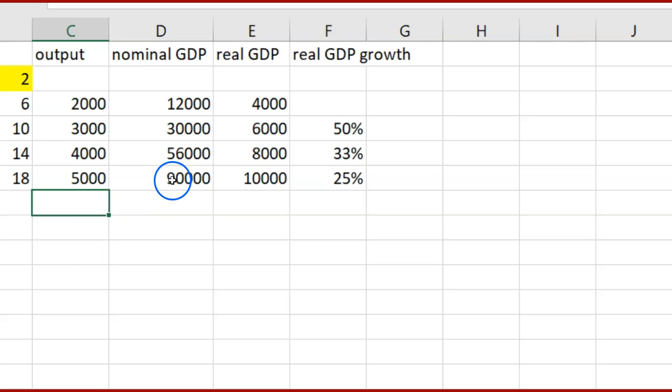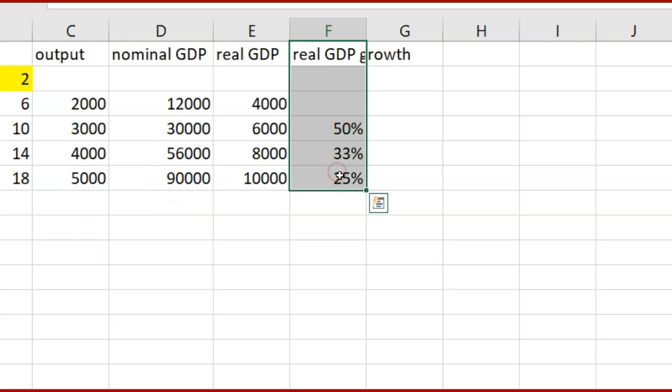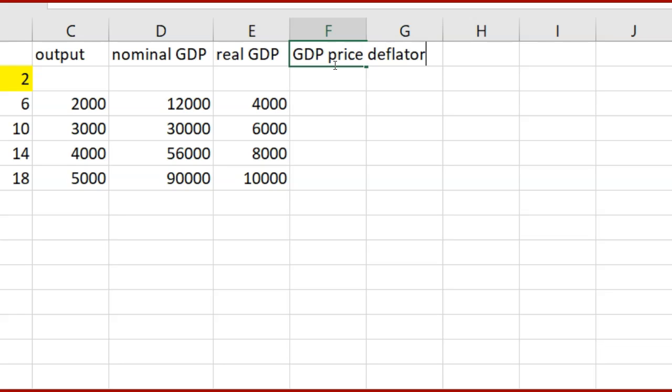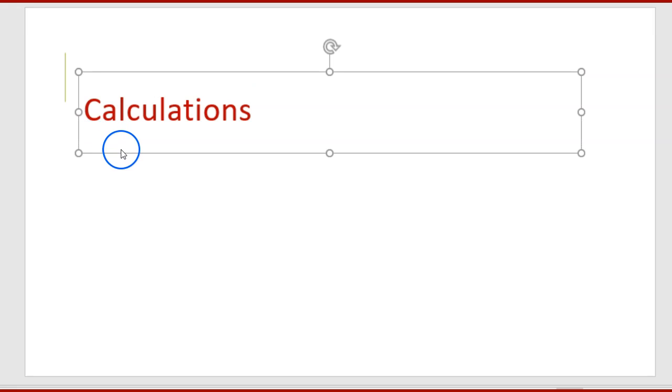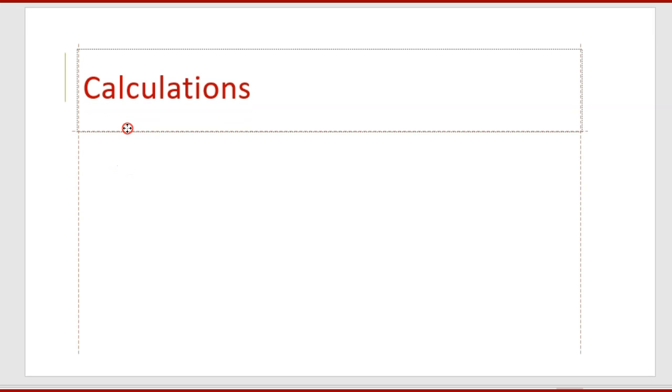Oh, also, we need to get rid of this nonsense. We also were meant to calculate the GDP price deflator. Basically what we want to construct here is just a price index. So we already have some information about the price, and we want to turn it into an index number.